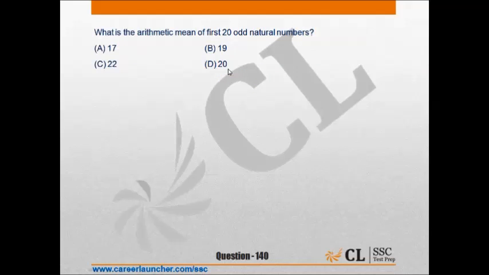The next question is, what is the arithmetic mean of the first 20 odd natural numbers? Now, as we know that the sum of the first n odd numbers is equal to n square. If the sum is given as n square, then the mean would be n square upon n, or I can say n. Hence, our answer will be option D. Another method is, if the number of terms is even, the mean would be (19 plus 21) upon 2. That would also give me 20. Hence, my correct answer is option D.